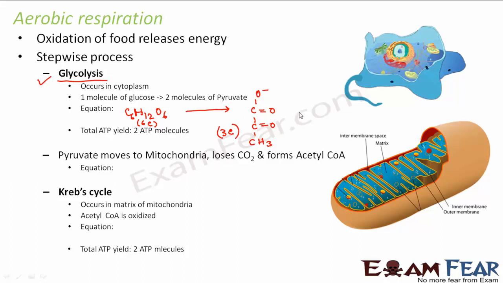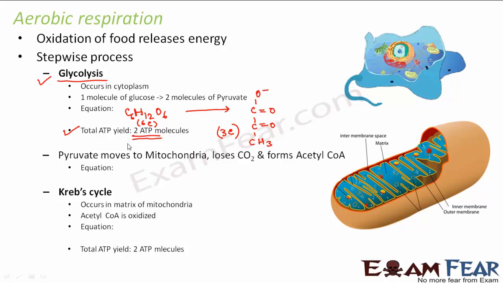Now along with that, there is a net gain of 2 ATP molecules. So 2 ATP molecules are also produced here. So actually 4 ATP molecules are produced, but in this process, 2 of the ATP molecules are utilized by this 6 carbon molecule. So as a result, the net ATP yield is 2 ATP molecules. As I mentioned before, the energy which is released is in the form of ATP molecules.